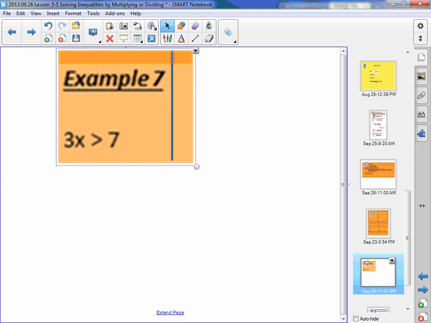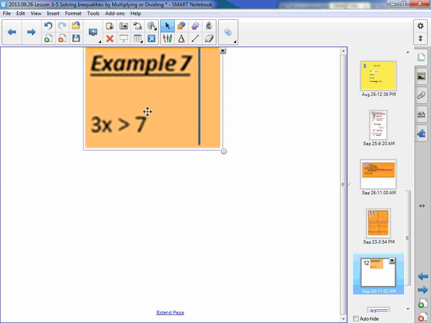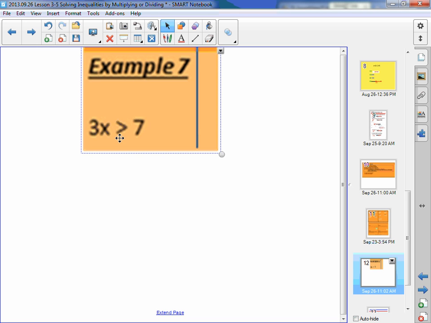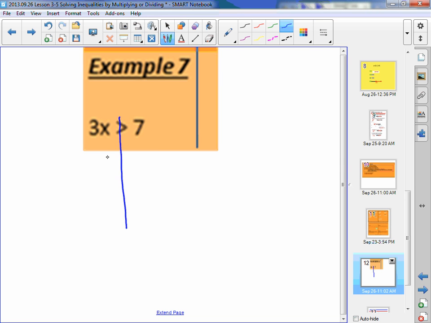Okay, so raise your hand if you can read that inequality to me. All right, Jerry, what does that inequality say? Okay, so 3 times x is greater than 7. So if I want to solve for x, I'm still going to use my weight bar, but you're going to have to divide to get rid of that 3, right? So I divide by 3, divide by 3.